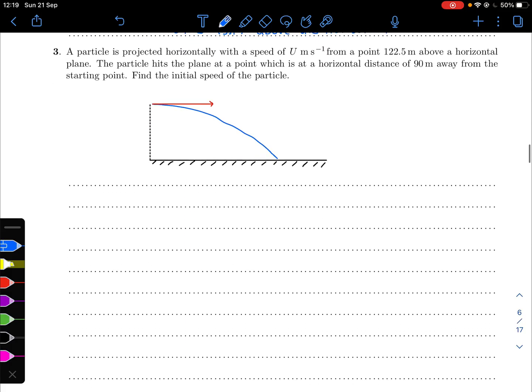Okay, third problem starts off a little bit different in that this particle is projected horizontally. All the ones up to now have been projected at an angle. This one is being projected horizontally with a speed that we don't know. It is 122.5 meters above a horizontal plane, so that's why I've started off my diagram with the horizontal line. So let's just add that to the diagram. 122.5 meters is that height there, and then it hits that horizontal plane at a point 90 meters away from where it started.